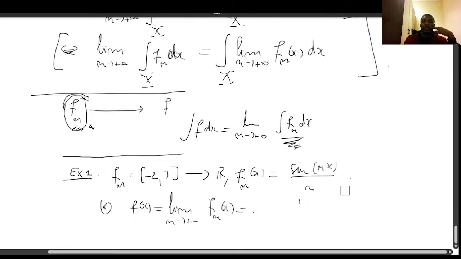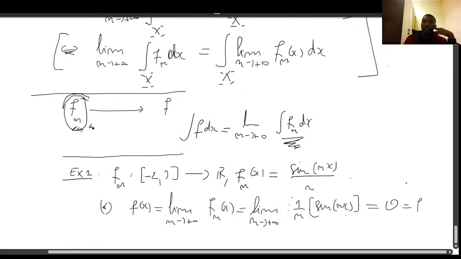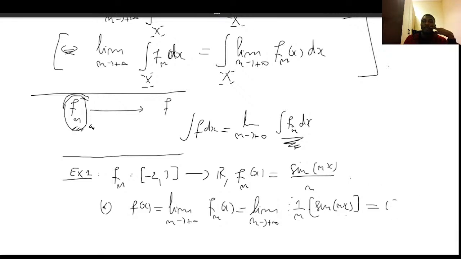Let me erase this and write everything. I write the limit as n goes to plus infinity of 1 over n sine of nx. So you see that this sequence is bounded, and this sequence goes to 0. So the limit is 0 because this is bounded and this goes to 0. So the product will give 0. So this is our f of x. We've already written it.